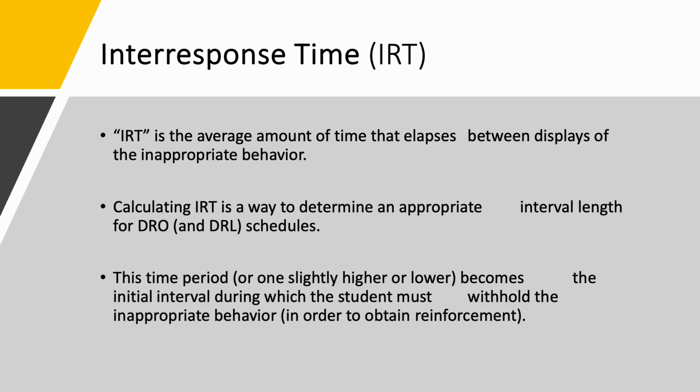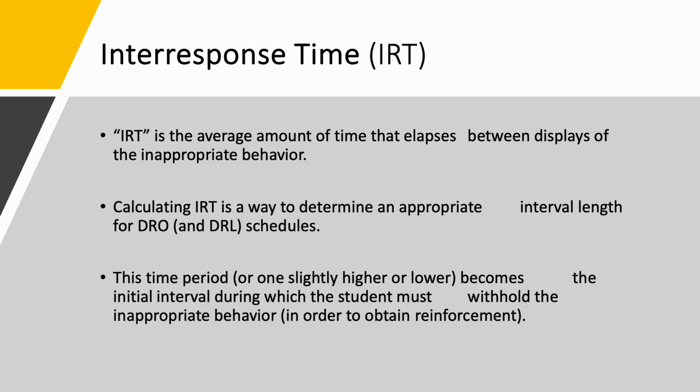So as I mentioned, you have to observe the behavior, right? Conduct a baseline of sorts to see how often the behavior is occurring. You're going to collect IRT data. You're going to calculate the IRT in order to determine the appropriate length of the interval for the DRO, and we use this also for DRL schedules, which you'll learn about later.